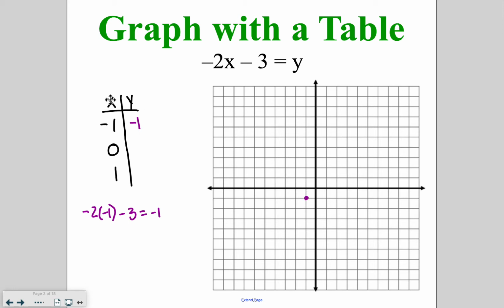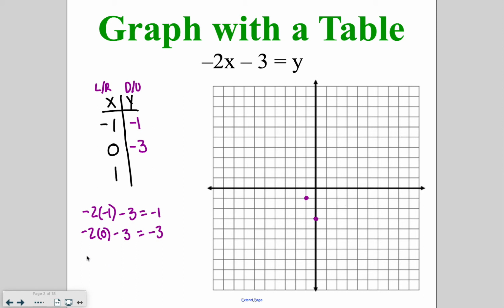Remember, when graphing, your x points tell you left and right. Left is negative, right is positive. Your y points tell you down and up. Negative is down, positive is up. Then we go on to the next point. So -2 times 0 minus 3. -2 times 0 is 0. Minus 3 gives you a -3. So we're at 0, left and right, and then down 1, 2, 3.